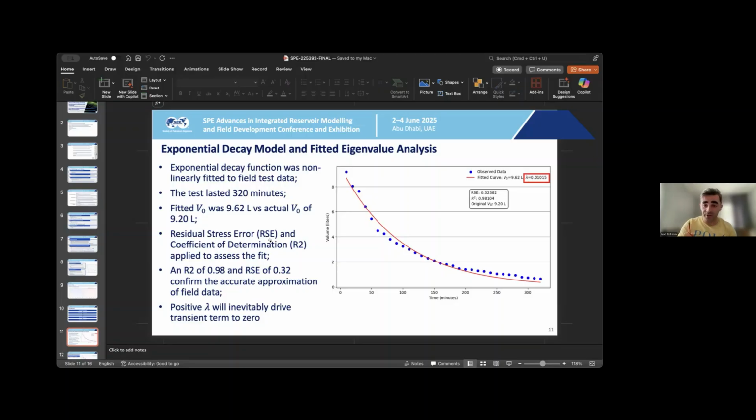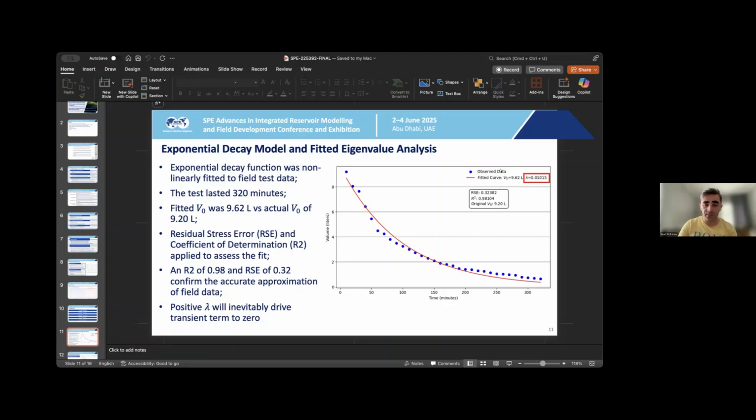So on the right side, you can see all those field data, all those points, and then you have the fitted curve line, right? So you can see the lambda itself in the red box is positive. So lambda is positive, so that means you have an exponent term which is negative. So negative times positive will stay negative, and that will force your function to reach stability.